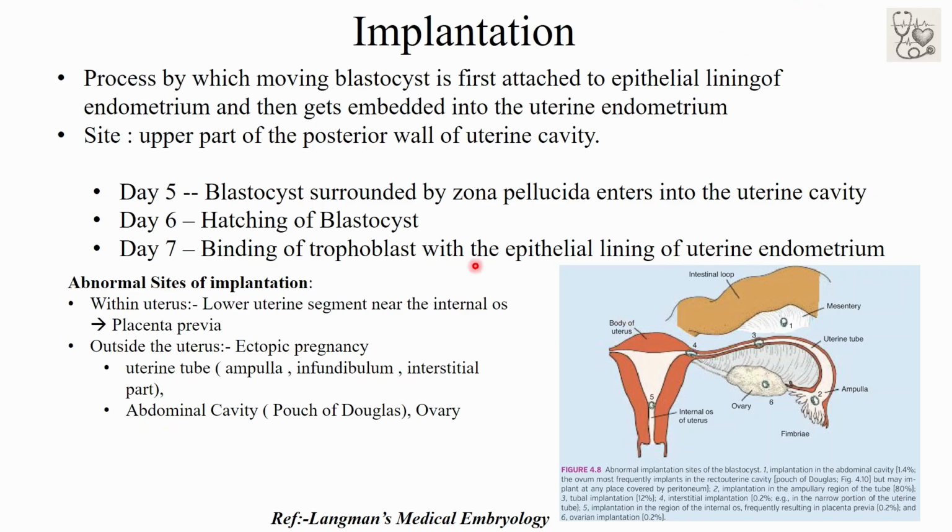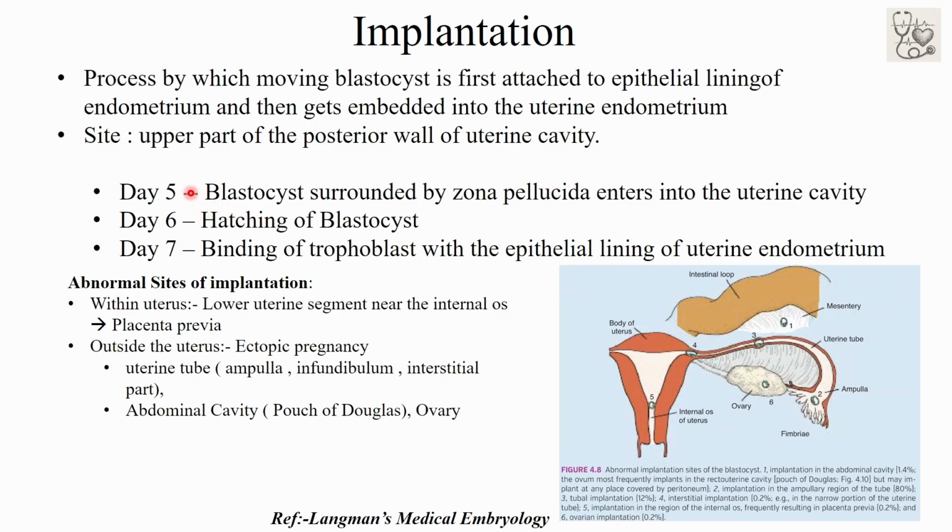What is implantation? Implantation is a process by which the moving blastocyst is first attached to the epithelial lining of the endometrium and then gets embedded into the uterine endometrium. The implantation which occurs in women is interstitial implantation, that is, the blastocyst enters deep inside the tissue of the endometrium, not remaining superficial. The site of implantation is the upper part of the posterior wall of the uterine cavity.